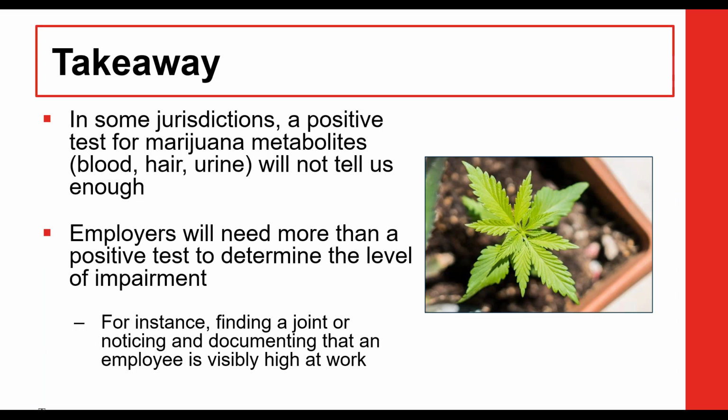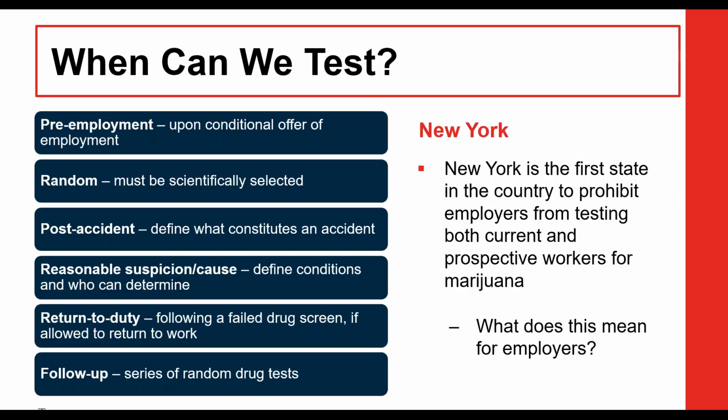So what's the takeaway here? Obviously in some jurisdictions, a positive test for marijuana metabolites will simply not tell us enough. So you as employers, if you operate in multiple states, you do need more than a positive test to determine the level of an employee or candidate's impairment. So for instance, finding a joint or noticing and documenting that an employee is visibly high at work. Again, jumping back to what New York says, what are those articulable objective signs of impairment that tell you, look, this employee is actually under the influence of something while at work, whether it's marijuana or another substance.